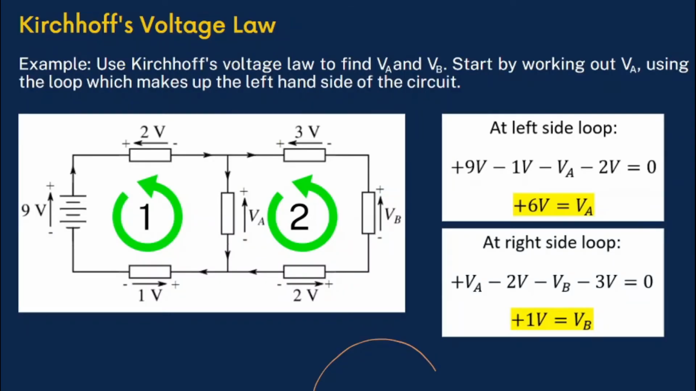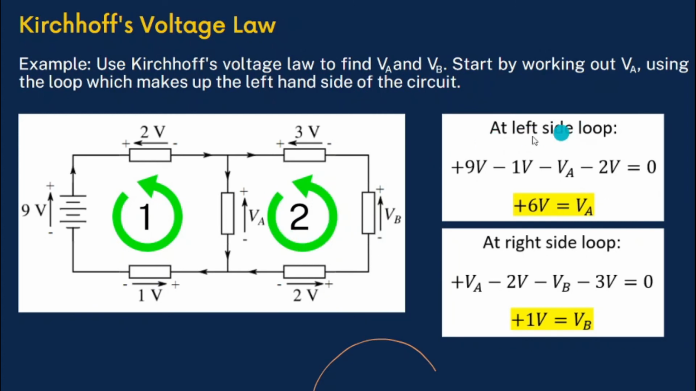Then we have this example for Kirchhoff's voltage law. Here we use Kirchhoff's voltage law to find VA and VB. So, let's find the value of VA, starting by working out VA using the loop which makes up the left-hand side. We have 2 loops. This first loop uses electron flow, from negative going counterclockwise, which is the yellow-green one. This is the left side loop, and this is the right side loop.